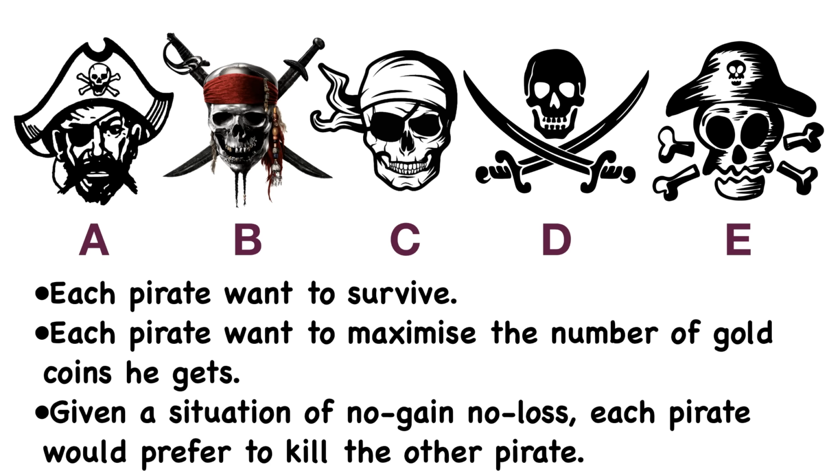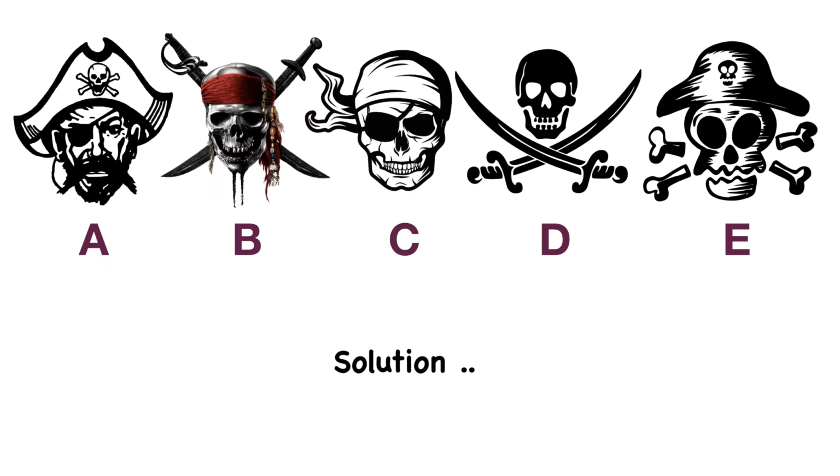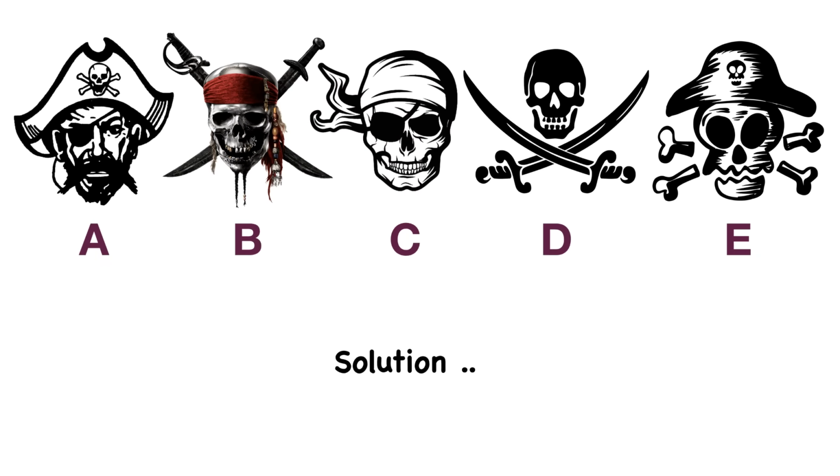The problem statement is, how should pirate A distribute the coins so that he does not get killed and also gets the maximum coins possible? So I will repeat, how should A, the most senior pirate, distribute the coins so that he does not get killed and also gets the maximum coins possible. Take your time to solve this puzzle before checking the solution. Let's check the solution now.